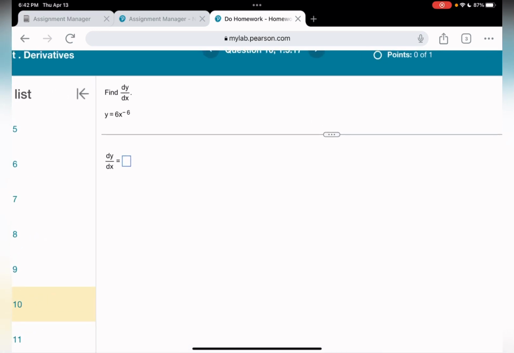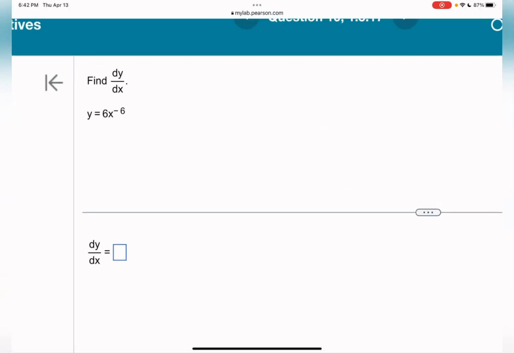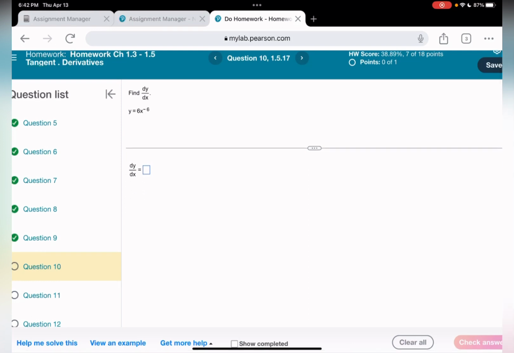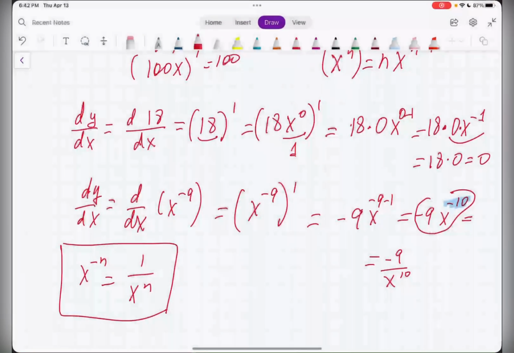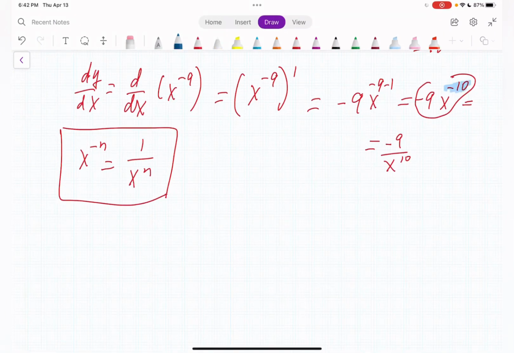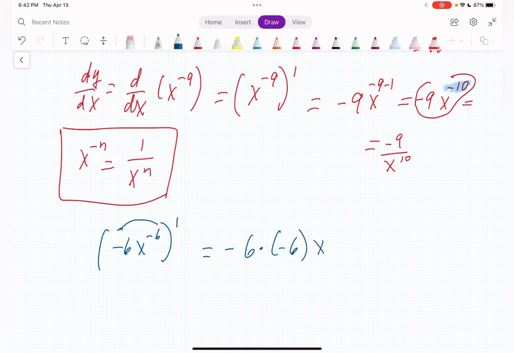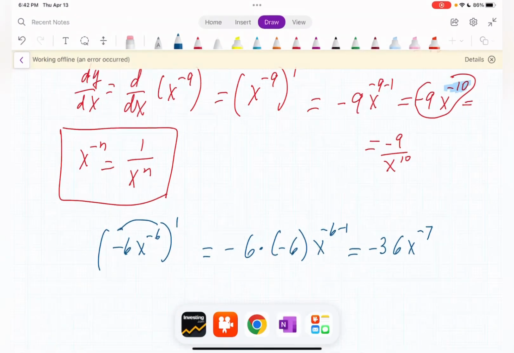Number 10. What do we have? Negative 6 to the power negative 6. It's going to be negative 6 times, this negative 6 comes in front, right? x to the power negative 6 minus 1. So we get negative 36 x to the power negative 7. Negative 36 x to the power negative 7.